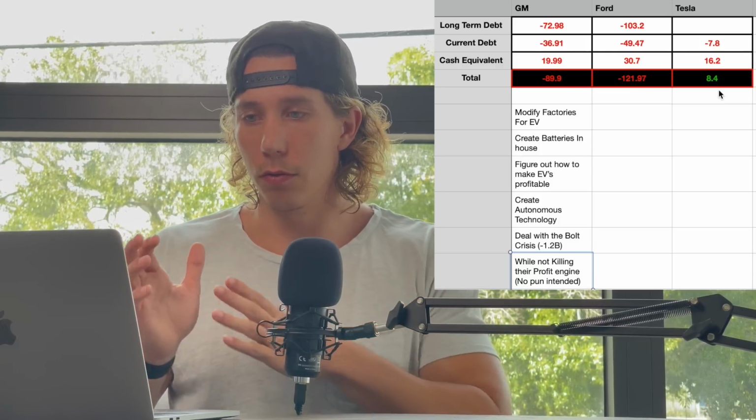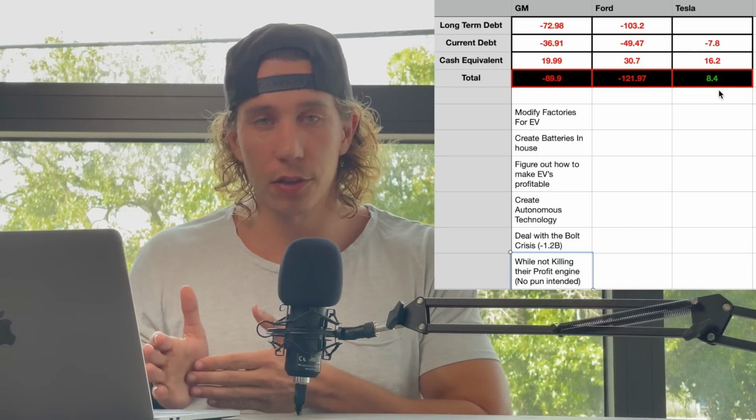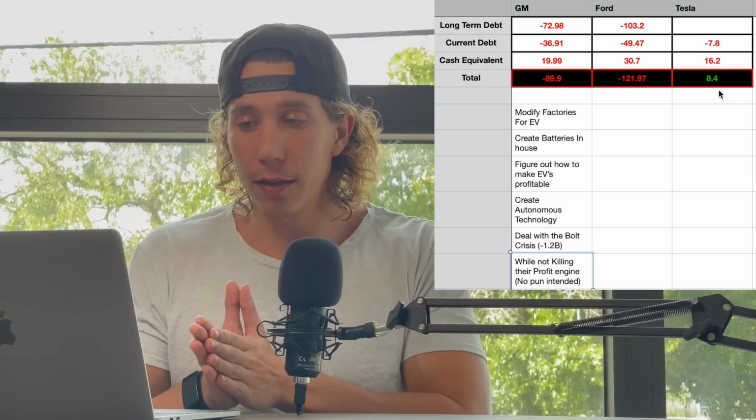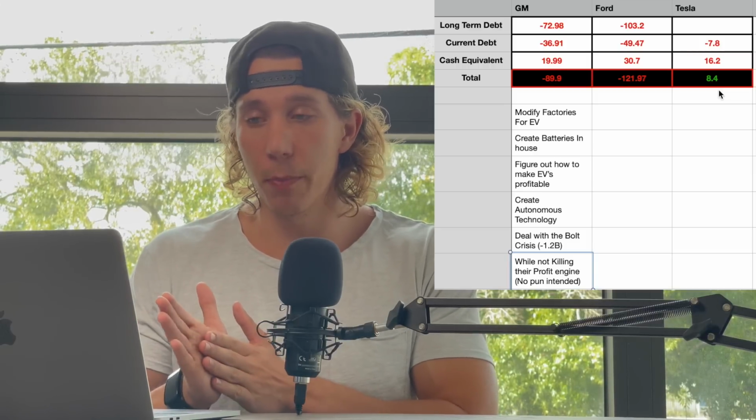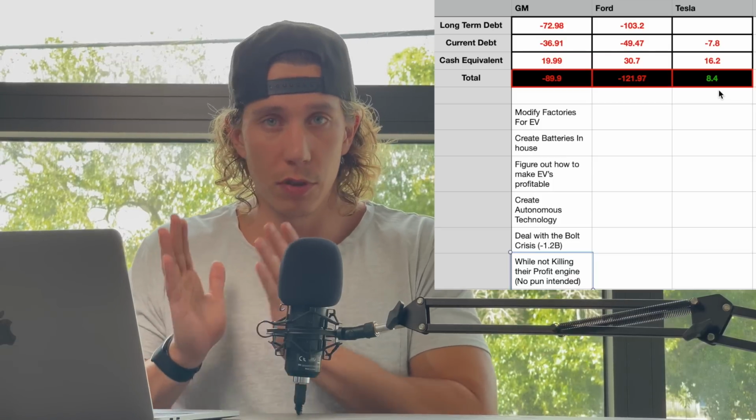Okay, so now we know where GM stands, right? They have a big 5 years ahead of them. They have a lot to do. They do have a lot of debt, but when you look at them compared to Ford, they're not that bad, right? Ford looks a lot worse. So let's go ahead and take a look at Ford.